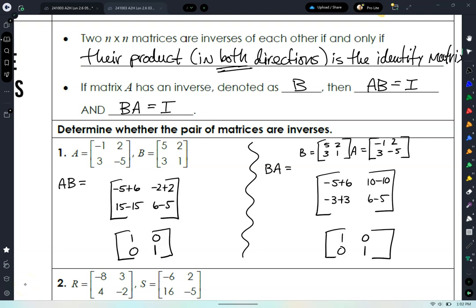All right, let's take a look. Did you get it? Are these inverses? Yes, they are, because you get the identity matrix both times.